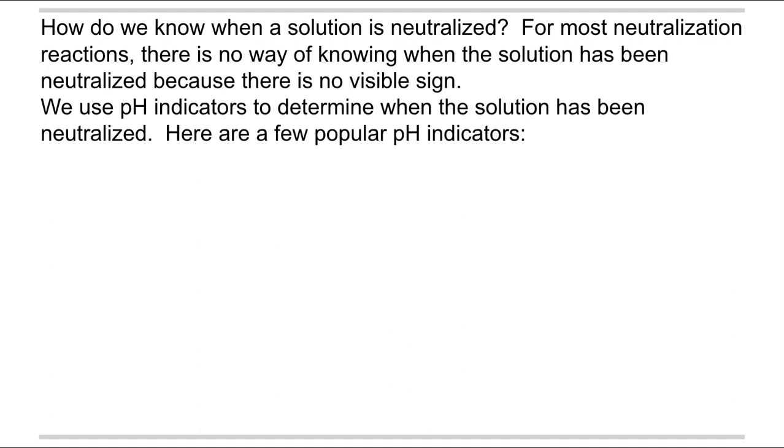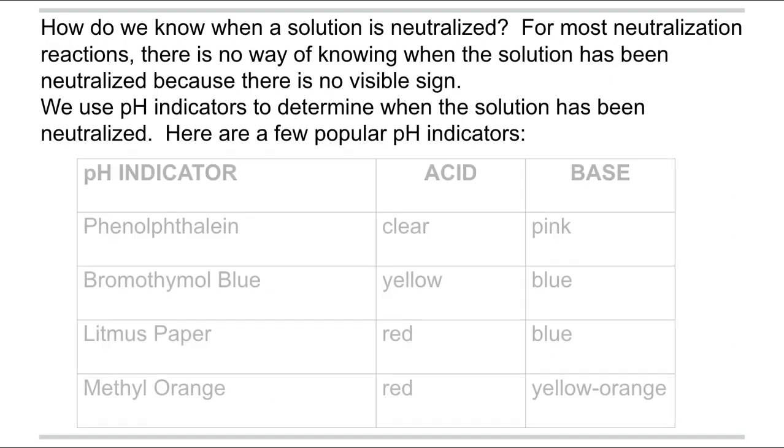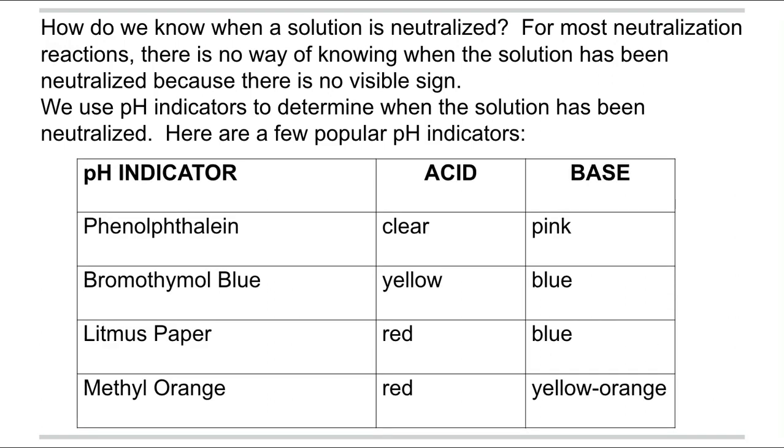So we can use pH indicators to determine whether a solution has been neutralized. There are some common ones, and many of them are in the IB data booklet as well. But let's just take a look at a few of the popular pH indicators that we come across quite regularly in our lab. So the first one, phenolphthalein, it's quite a mouthful to say. That has a clear color. It's actually colorless in an acid, but it turns pink in a base.